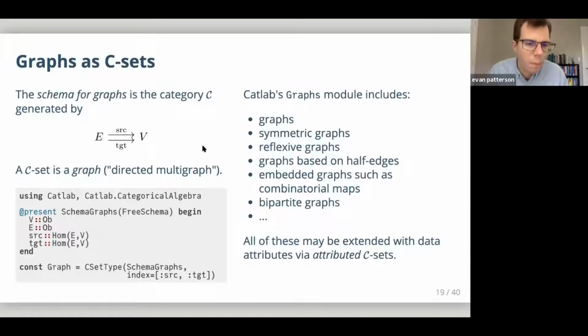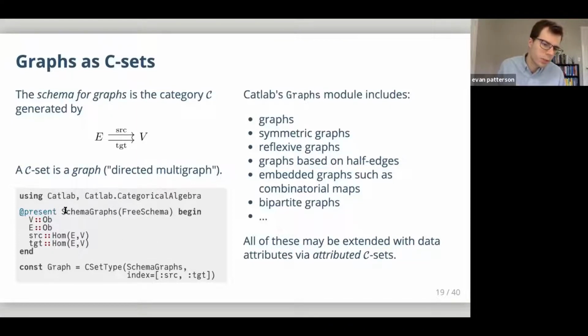Okay, so the simplest example of a C-set, which is nevertheless very useful, is graphs. So the schema for graphs is the category generated by two parallel arrows representing the source and target vertices of an edge. And so in that case, a C-set is just a graph, or a graph in the category theorist sense. Graph theorists might call these directed multigraphs. And so CatLab makes it very simple to define such data structures in a declarative way.